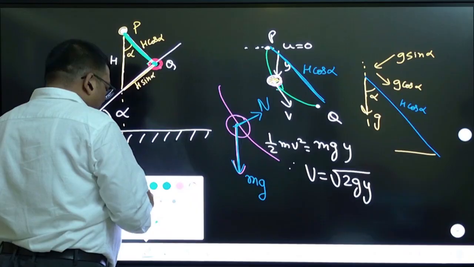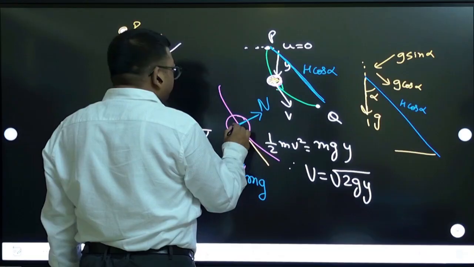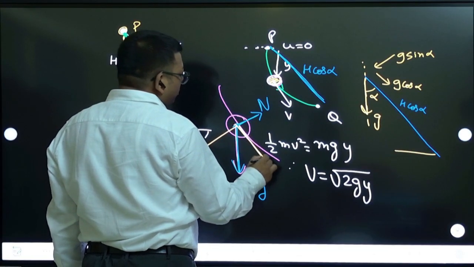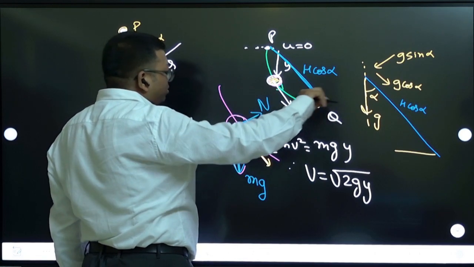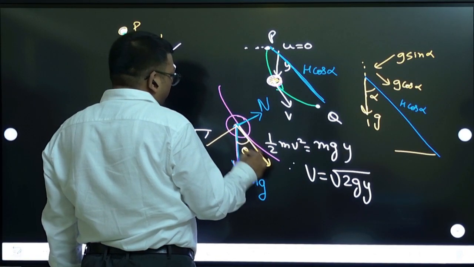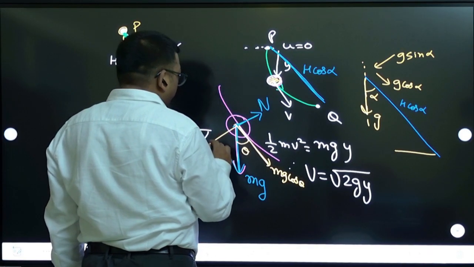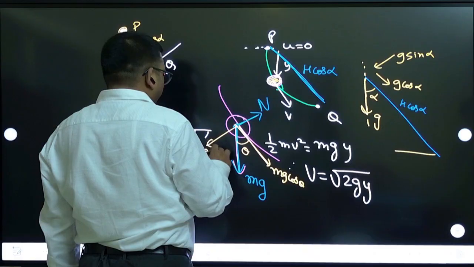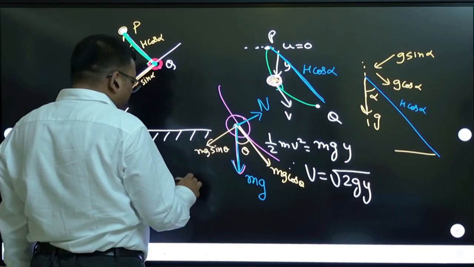Then mg I can resolve in this direction. That's what we are doing. We do not know what this angle is, because the tangent direction is always changing here, right? So let us say at an instant this is theta. So this will be mg cos theta, and this will be mg sin theta. This mg cos theta is what is causing acceleration.